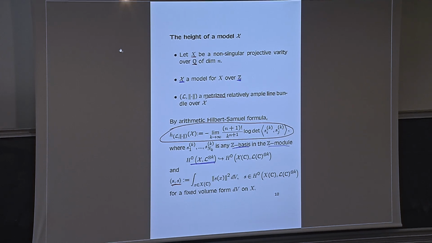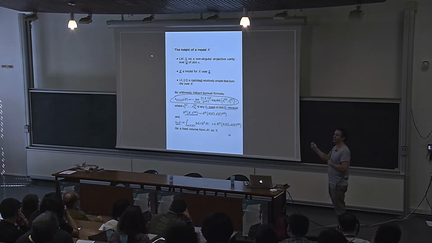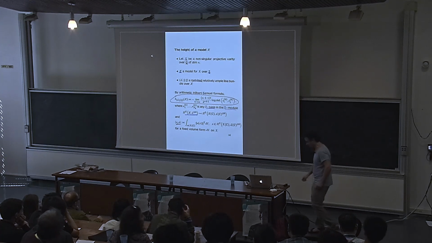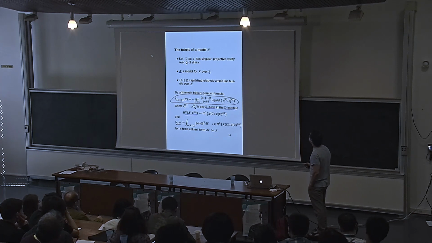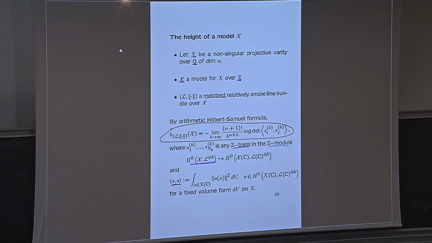Then, there is an intersection-theoretic definition of the height, but you could take the following as the definition, which is the Hilbert-Samuel type definition. So what you do, as usual for Hilbert-Samuel, is look at high powers of my line bundle. I have a scheme over Z, and I can look at high powers of this line bundle.